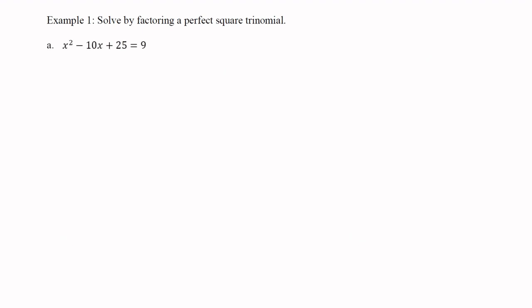So in A here, we have some trinomial equal to 9. Now, normally we would want to set it equal to 0 and try to factor, but we already recognize that what's on the left-hand side is a perfect square trinomial. So we can go ahead and factor that into (x - 5)^2 = 9, and then take the square root of each side, which leaves us with x minus 5 equals plus or minus 3, and then add 5 to each side, and get our two solutions of 2 and 8 when we do 5 plus 3 and 5 minus 3.